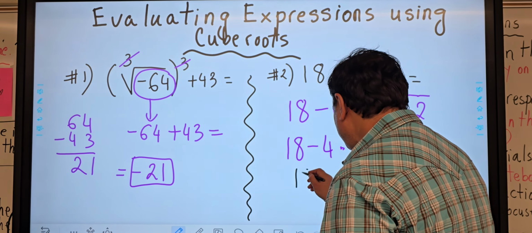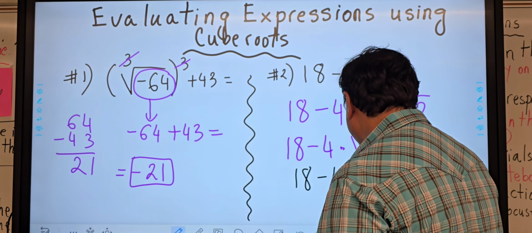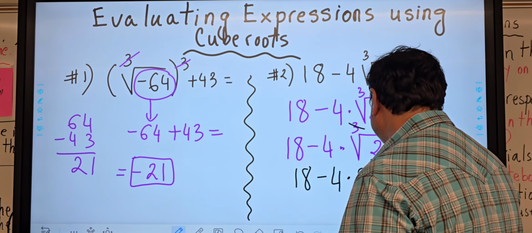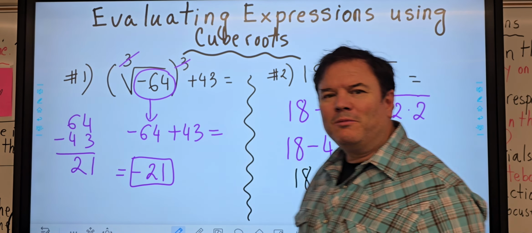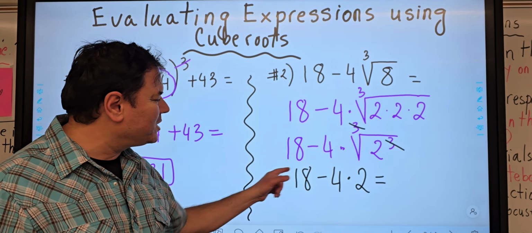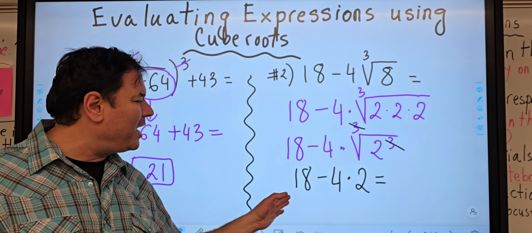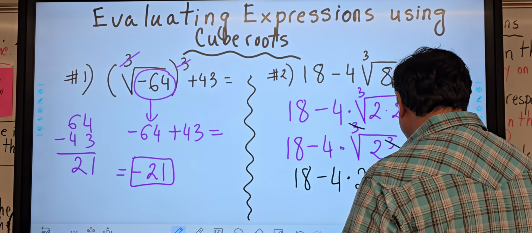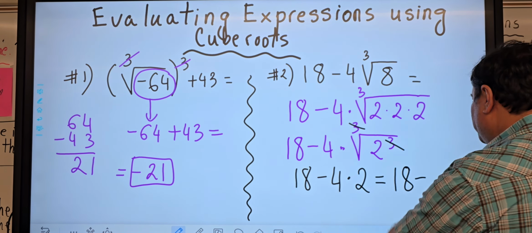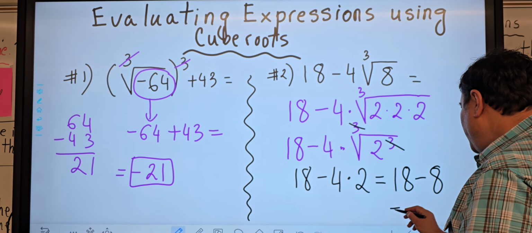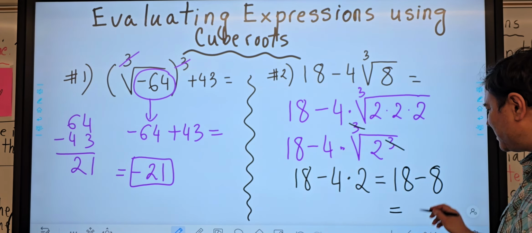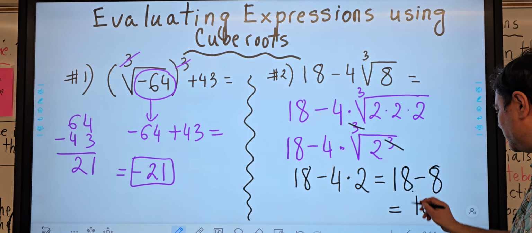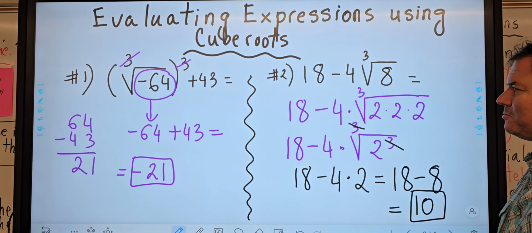So now we have 18 minus 4 times 2. And of course, multiplication comes before subtraction, so we have to multiply first negative 4 times 2. 4 times 2 is 8, and 18 minus 8 is just simply 10. So 10 is our answer.